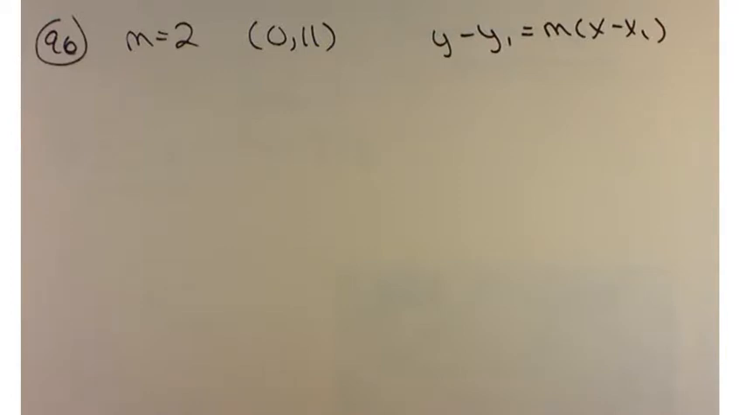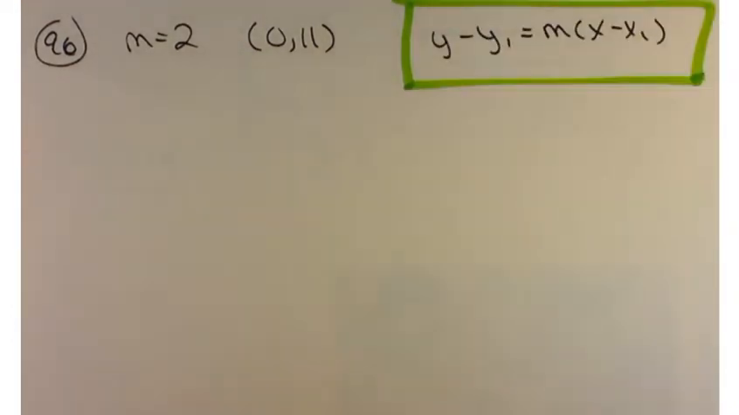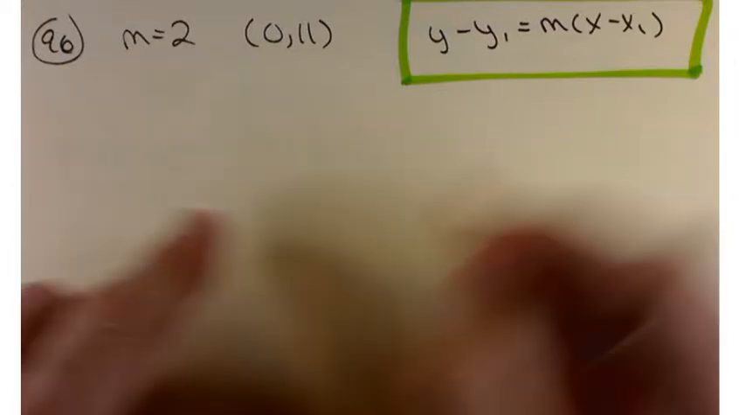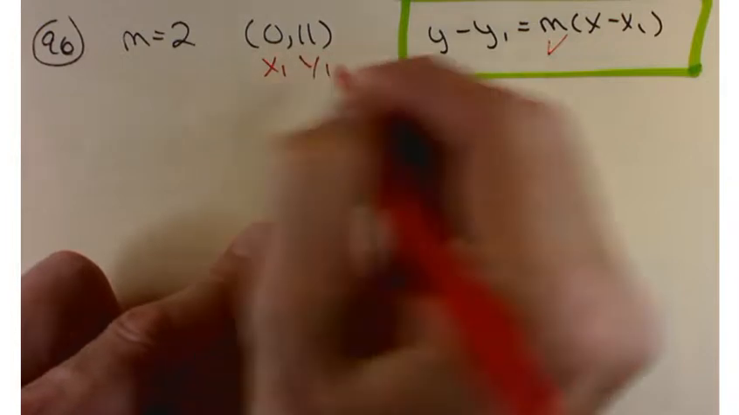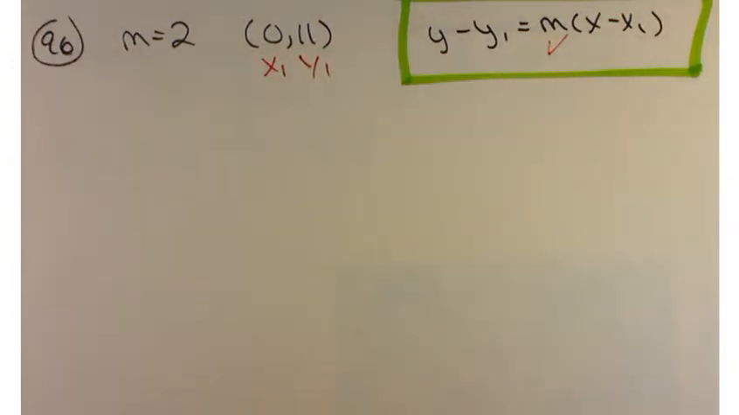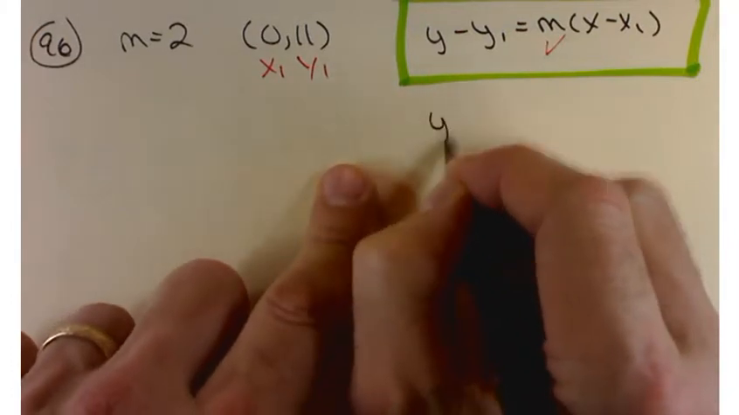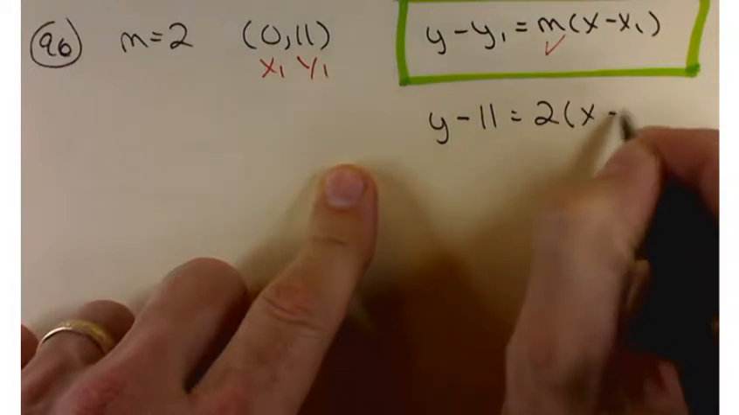If you want something that you need to remember for the final exam, that would be one of them. Knowing this formula will be on the final exam. But we're kind of given everything we need. We've got the slope, and this is your x1, and that's your y1. So if I fill this in, it's going to be y minus 11 equals 2 times x minus 0.